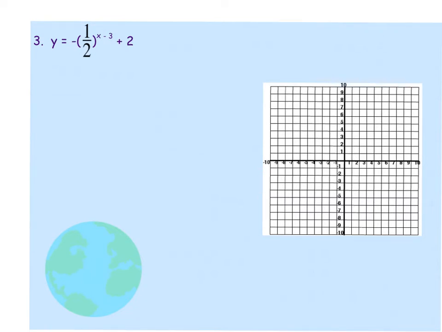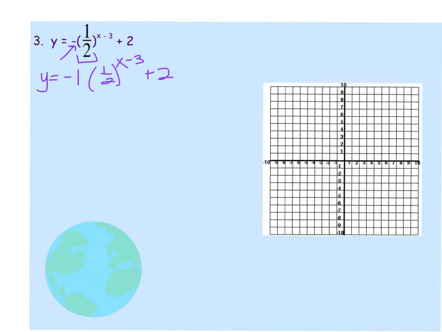Notice 1/2 is in the parentheses, so that's the b value, but that negative out in front, that means a is negative 1. Let's make sure to make that clear, and that way we'll recognize some things that are going to happen to the graph because of it. We also have x minus 3, so that's going to do something to the graph, and we haven't had anything added after, so we have that plus 2.